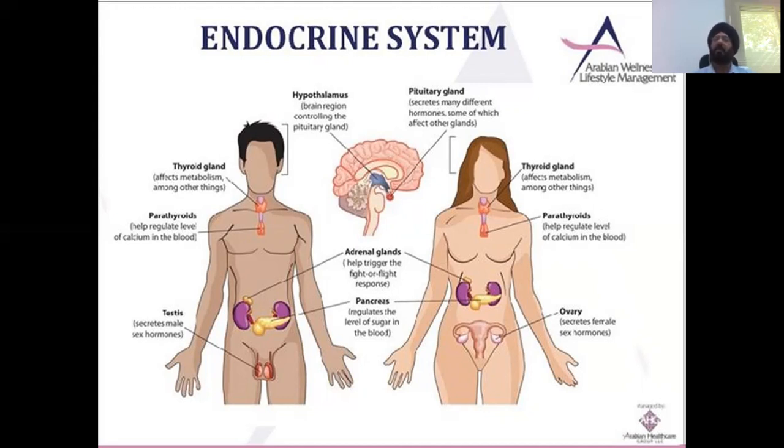Then comes the pancreas, a very important gland, which releases insulin and cortisol, which manage the glucose level in the blood. Finally comes the gonads, the sex glands, like testes and ovaries, which release male and female sex hormones.